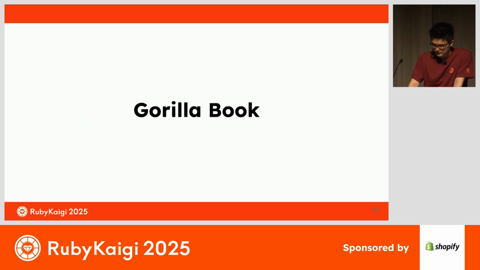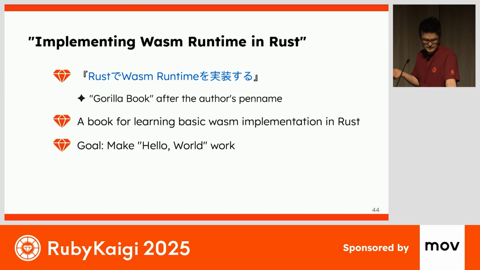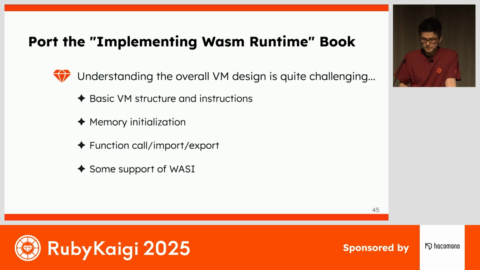The first milestone was porting concepts from a resource called Gorilla Book and getting the implementation to run WASM. Gorilla Book is so named after the author's pen name. It is a web book originally written for learning the basic implementation of WASM using Rust. But I decided to implement a Ruby version for study, and that's how it started. It's an excellent book, but understanding the overall design of the VM was quite challenging.